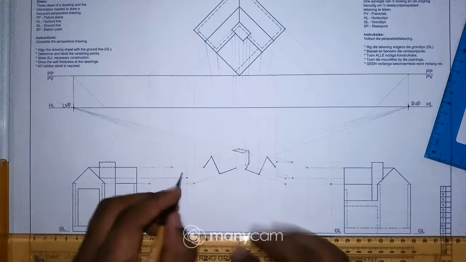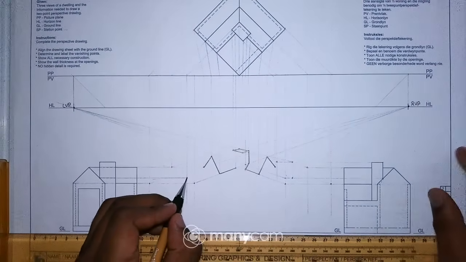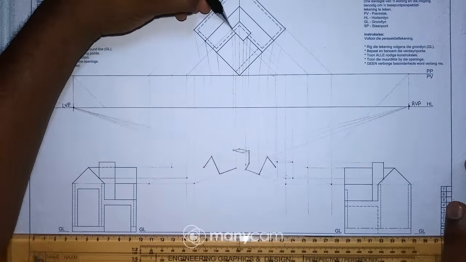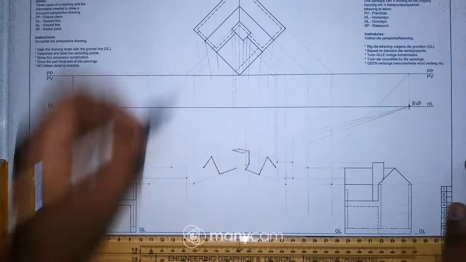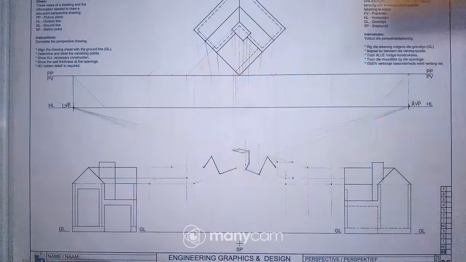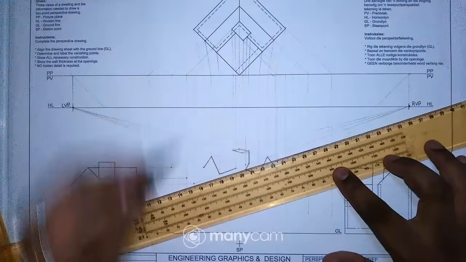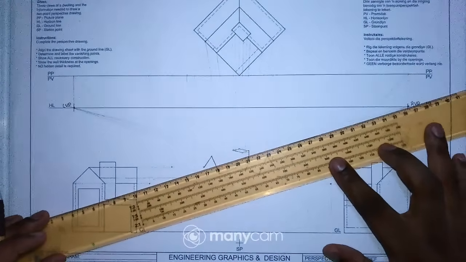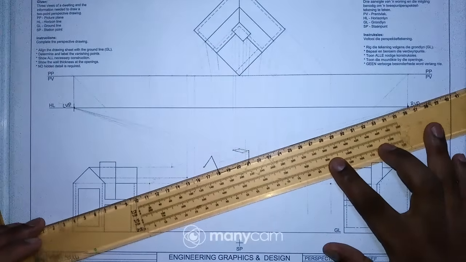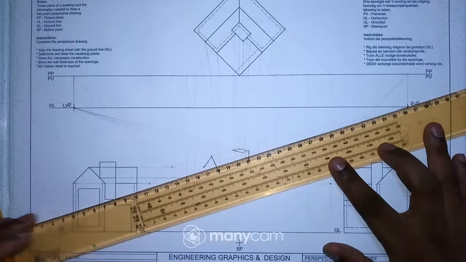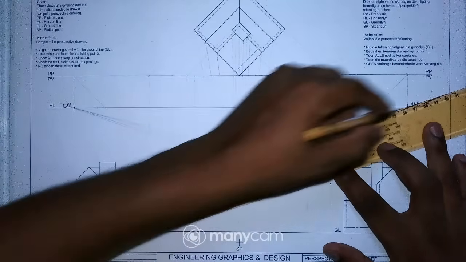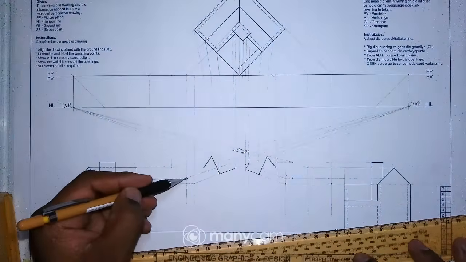So now I have to take this point to one of the two vanishing points, and if you look at this line, it is going up towards my right side. So I will have to take this point, where is it? Okay, it's right there, to my right vanishing point. Where is that? Oh, it's right there. So I have to take this to my RVP. So my focus is on that line, right?